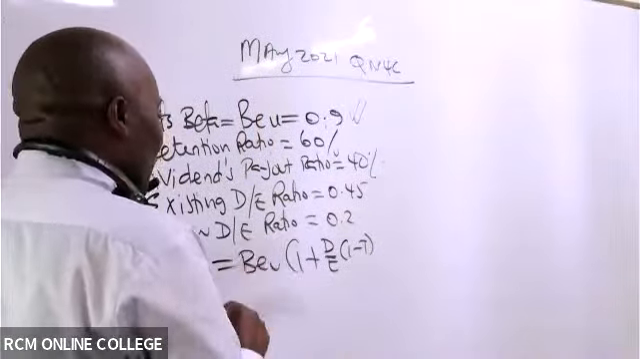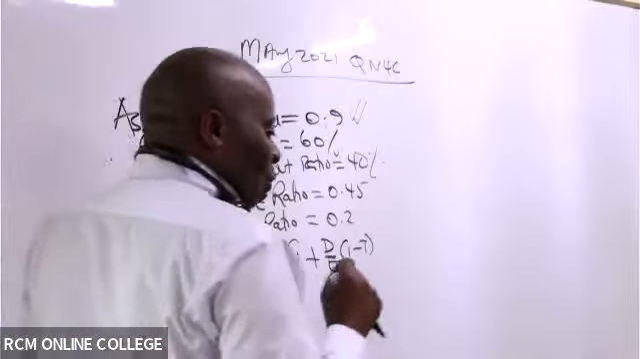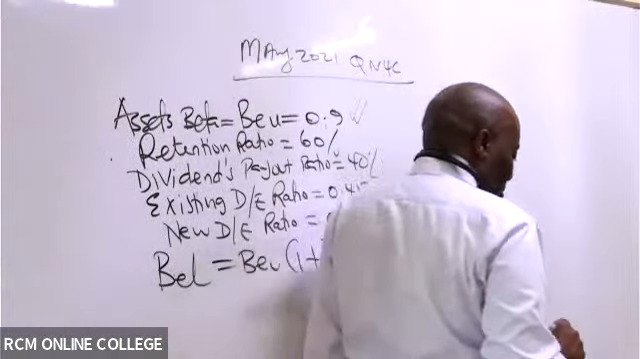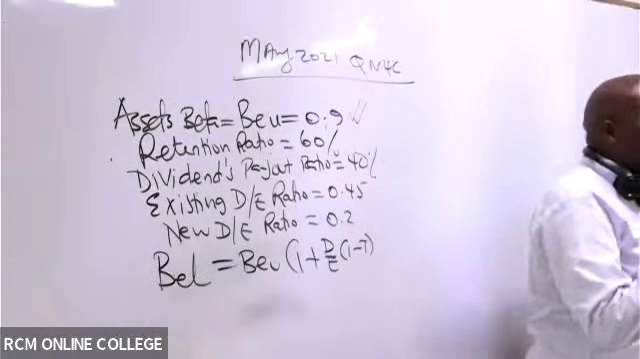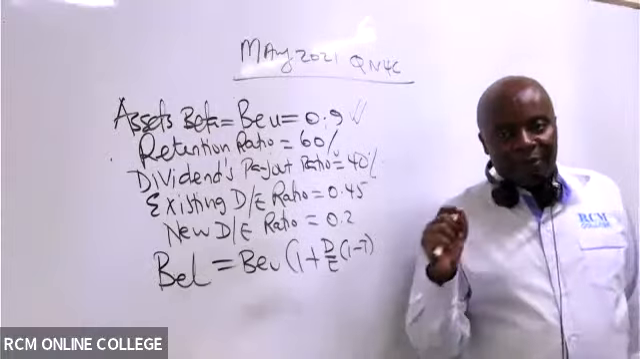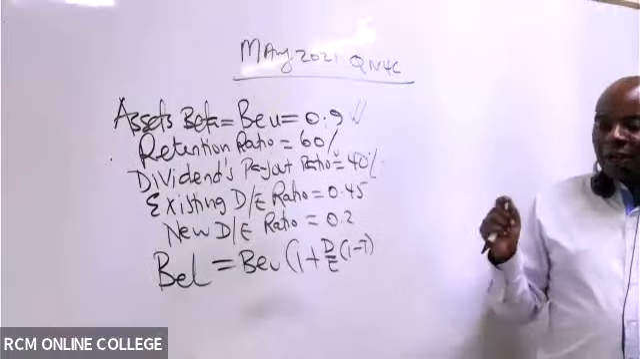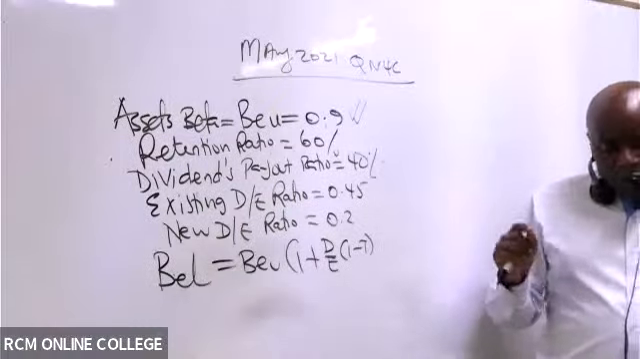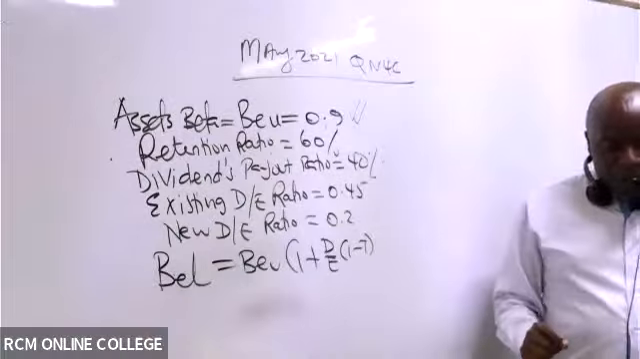Then you're going to calculate two BELs: a BEL before and a BEL after. BEL before reconstruction and BEL after reconstruction. Please try doing this for me.